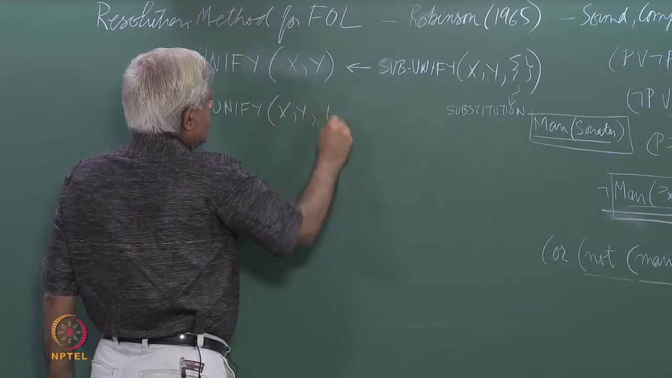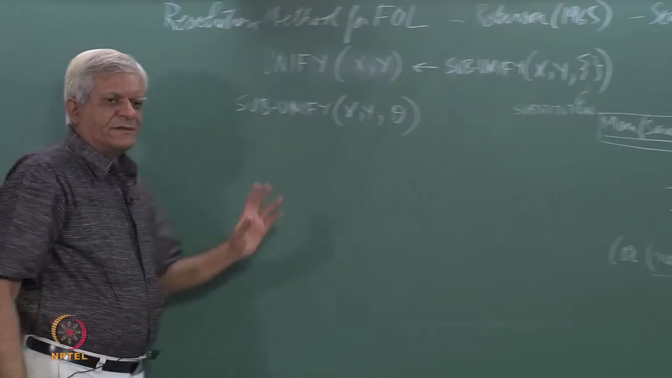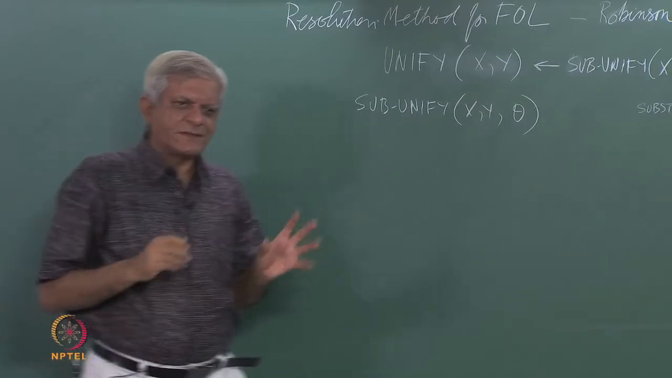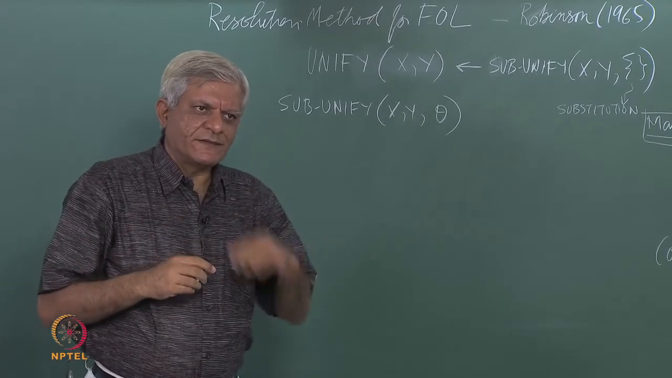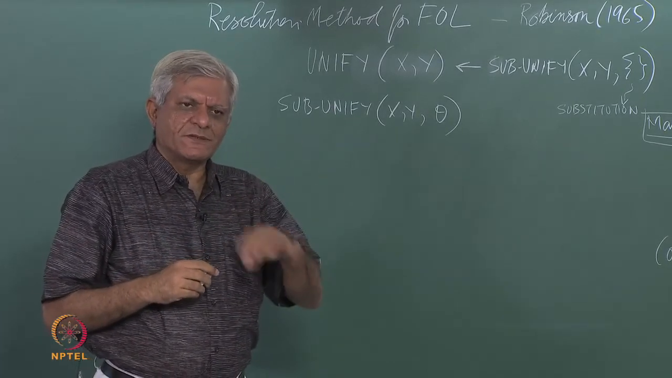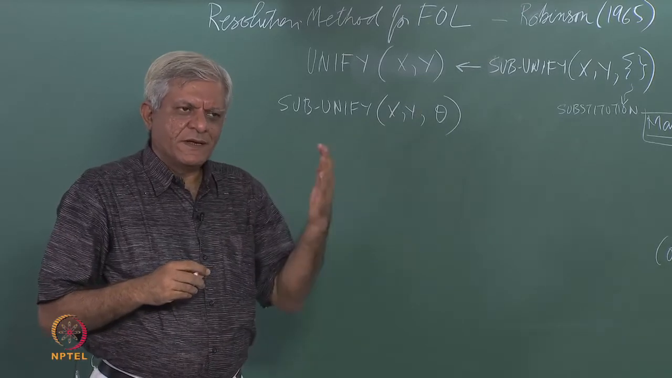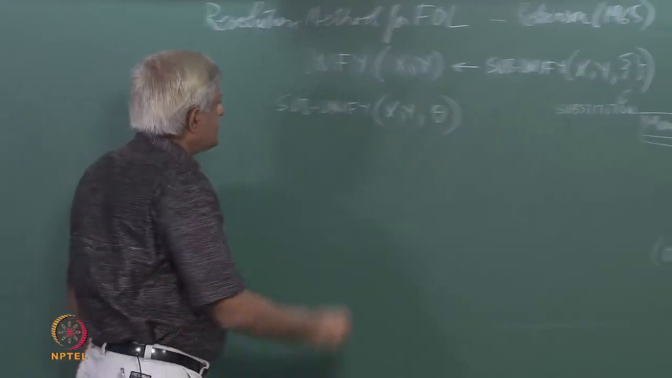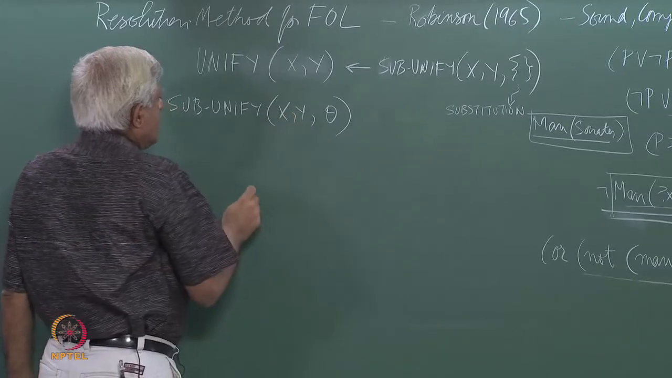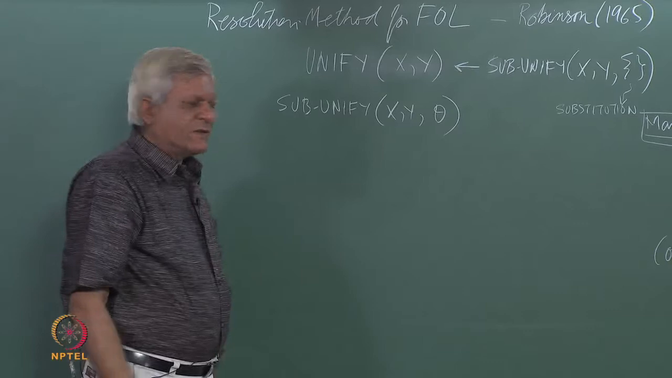x, y, theta, where theta is a substitution we are trying to build. What is a substitution? A substitution is a collection of variable value pairs essentially. It says x should be substituted by this, y should be substituted by this, and so on, which will make the two patterns the same essentially. And this algorithm goes through a series of cases.